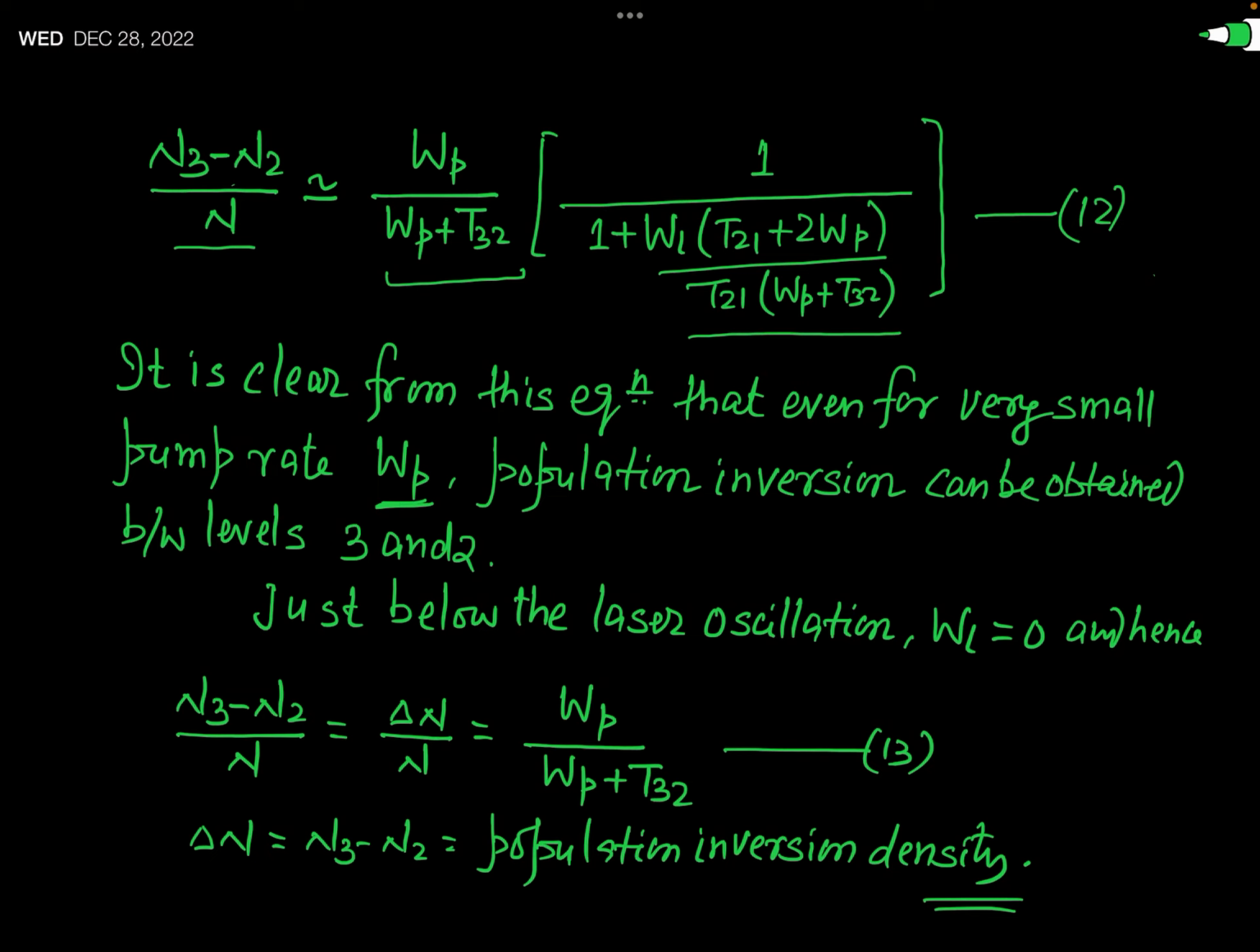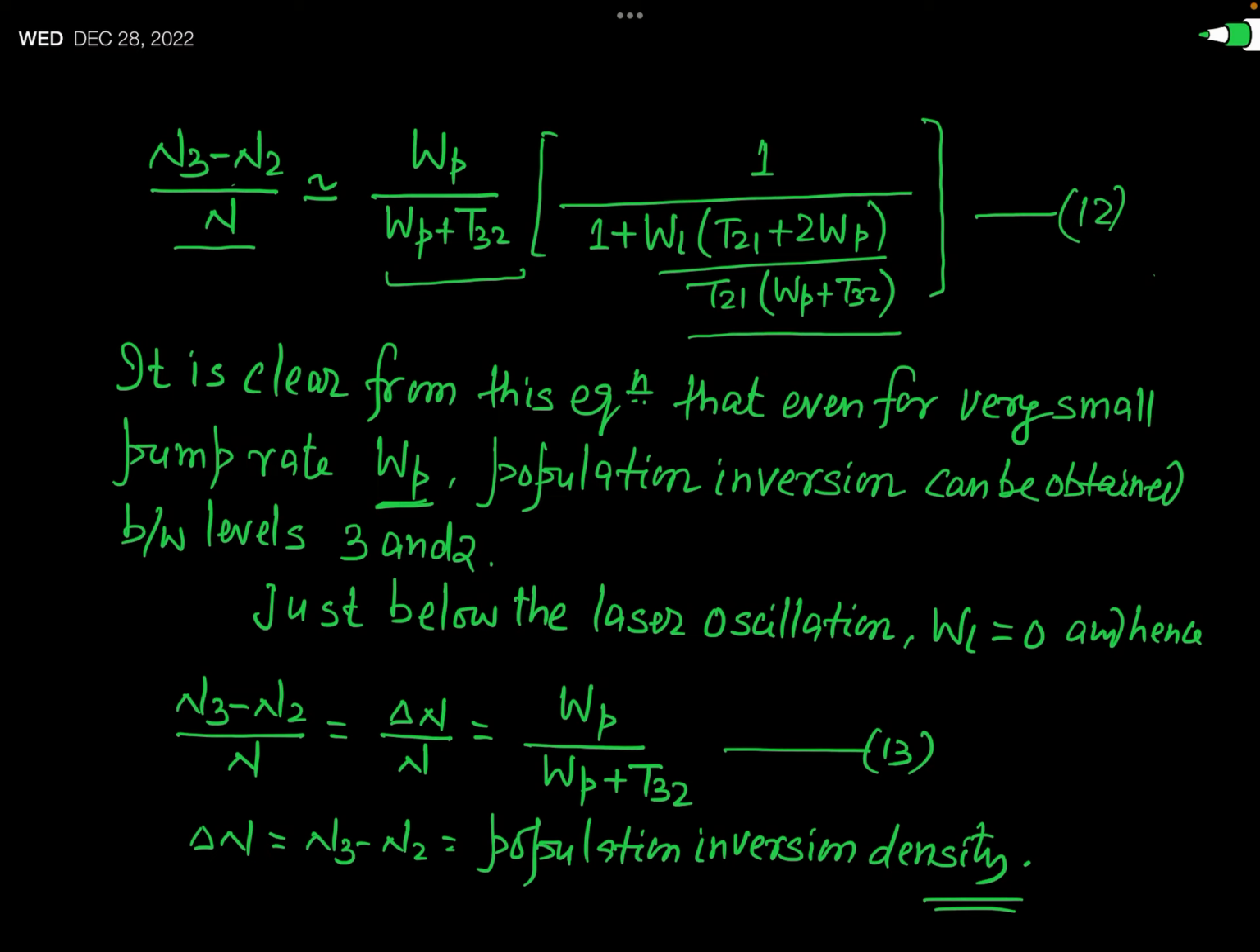It means by applying any pump rate, you cannot achieve population inversion in the 3-level laser system. But here you can see that even when WP tends to 0, you can achieve a population inversion between the third level and the second level. This is the merit of this 4-level laser system.